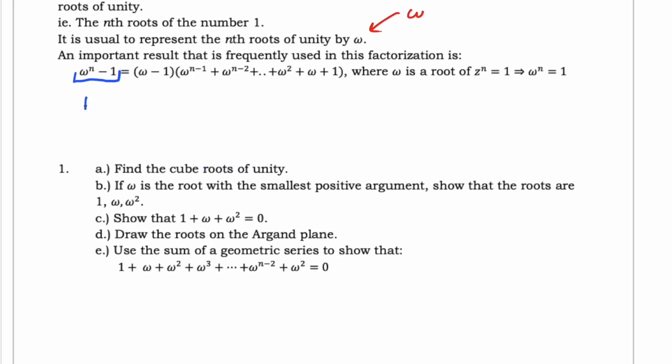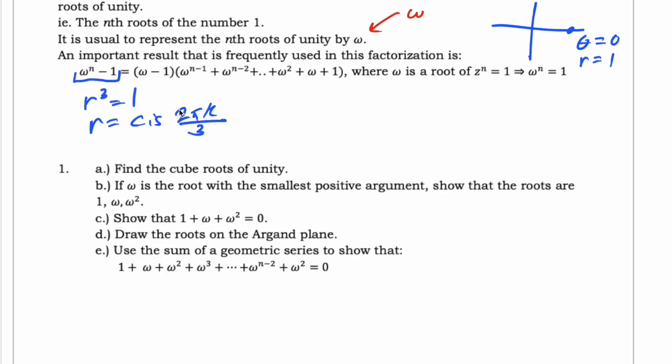So cube roots of unity is solving the equation r to the power of n equals 1, r to the power 3 for cube roots equals 1. And we have 1 is here on the real axis, so the argument is 0 and the modulus is 1. So we're just solving the equation r equals cis of 0 plus 2 pi k, and then we're going to have to the power of 1/3, which means over 3. So your answer is going to be in this form.